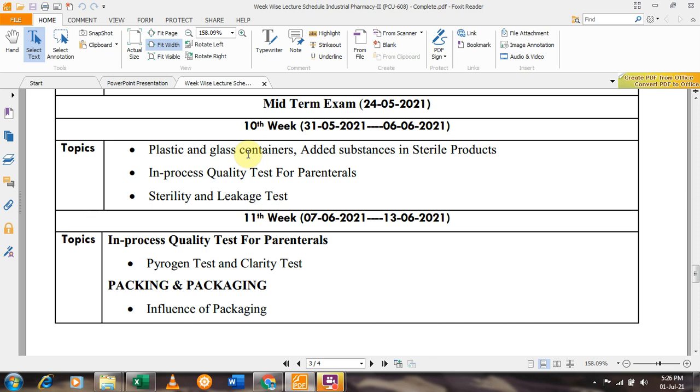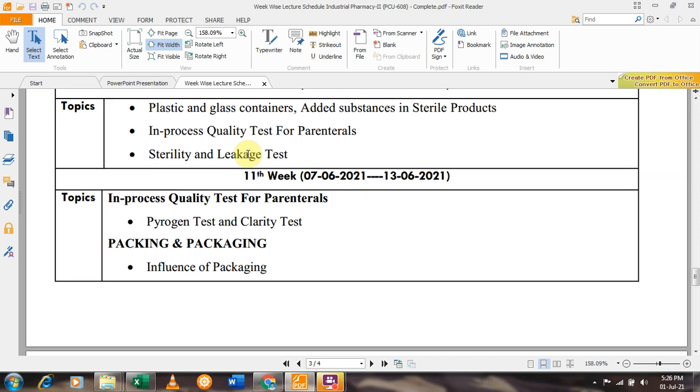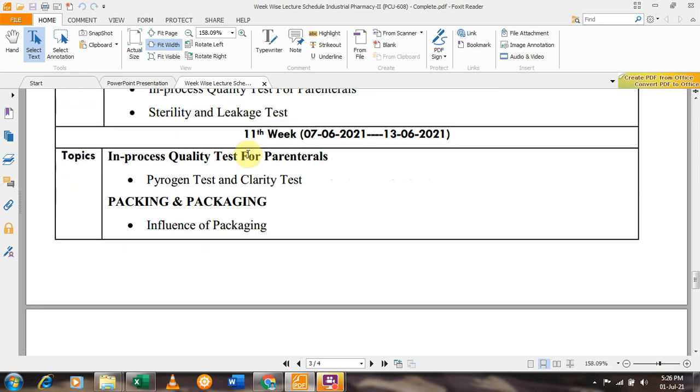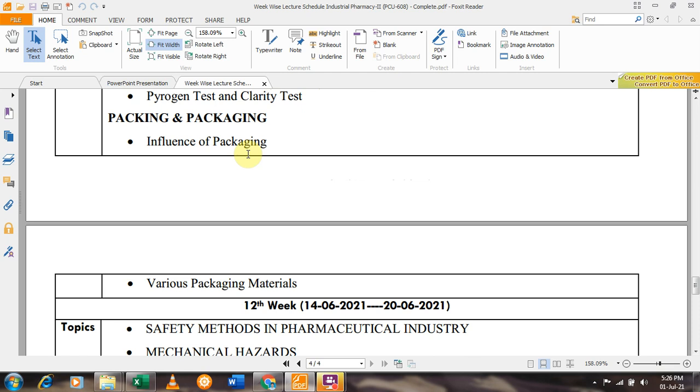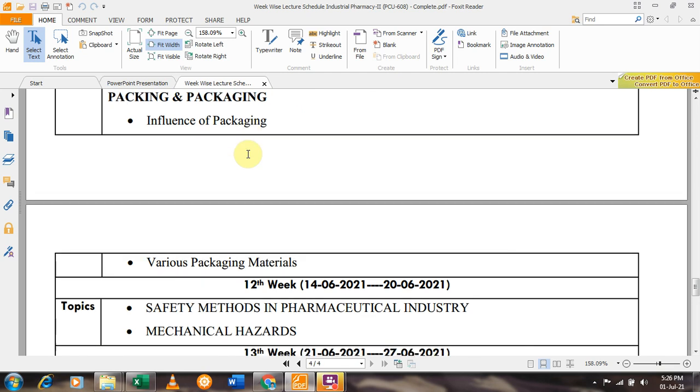Remember that process quality control test for parenteral formulation. We also discuss the pyrogen test, both in vivo and in vitro testing methods of pyrogen, determination of presence in the parenteral formulation, as well as clarity test. Packing and packaging will also be included in the final term paper, and the contents we discuss in detail: influence of packaging and various packaging materials.